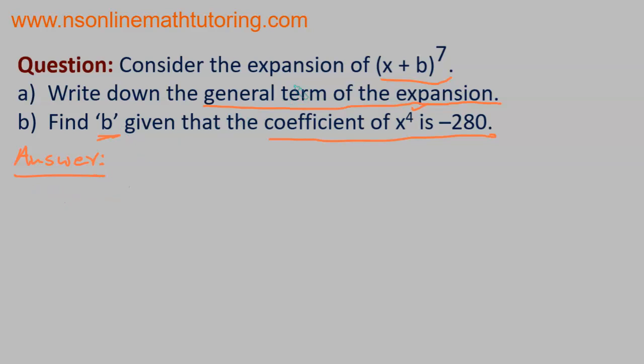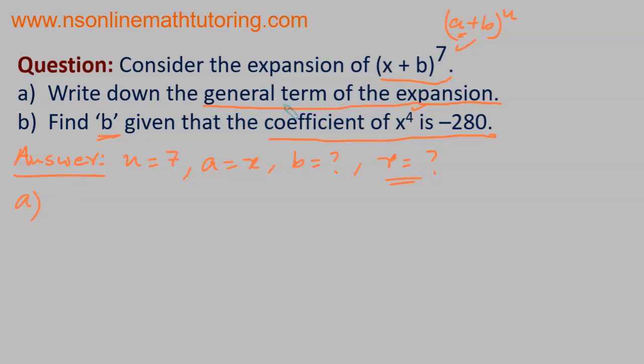Subpart A. Before that, let us try to get the values of n. What is the value of n? It is the power. It is 7. What is the value of a? Because the expansion is for (a + b) to the power of n, a is the first term. That should be equal to x. And b is b. We do not know b. We have to find the value of b, and also we have to find the value of r.